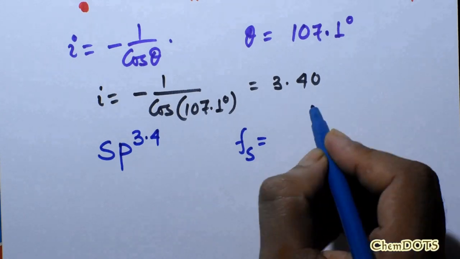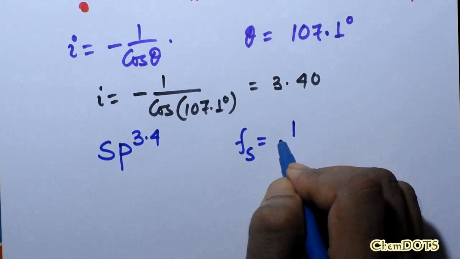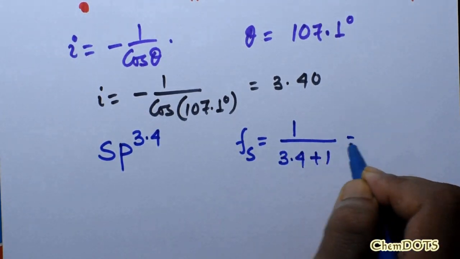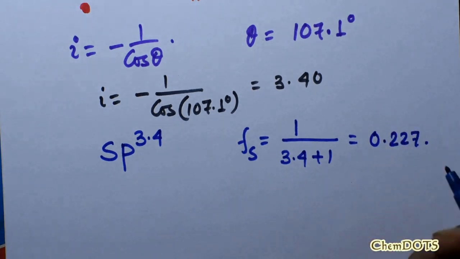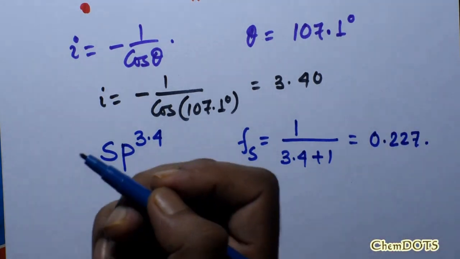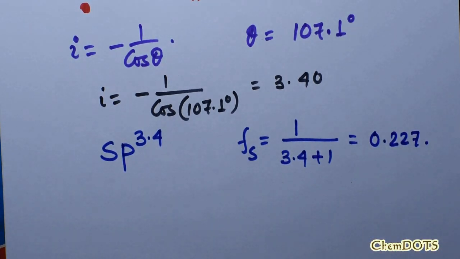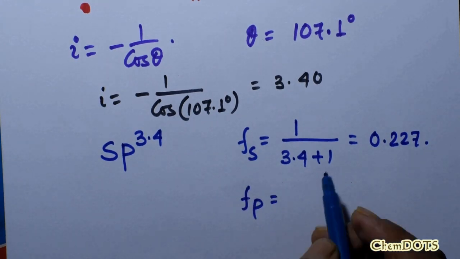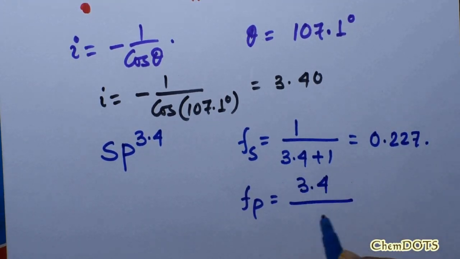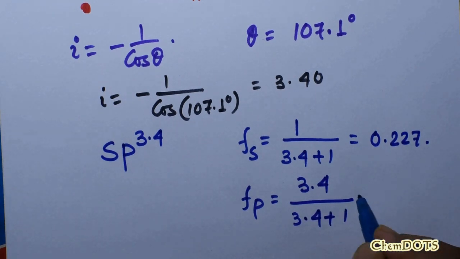So the fraction of S character will be 1 by 3.4 plus 1. That means 0.227. The fraction of P character is 3.4 by 3.4 plus 1, which is equal to 0.772.